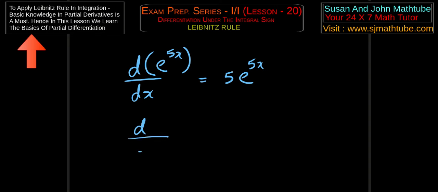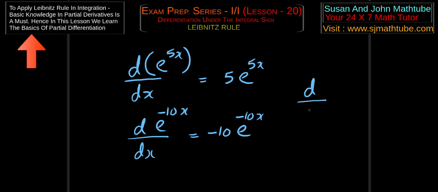Suppose you want to differentiate d by dx of e to the power minus 10x. Then what will be the answer? E to the power minus 10x multiplied by the constant minus 10. Or in general, d by dx of e to the power constant into x will be e to the power constant into x multiplied by the constant.